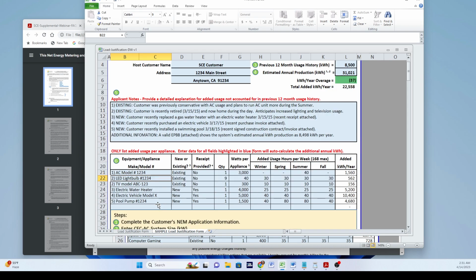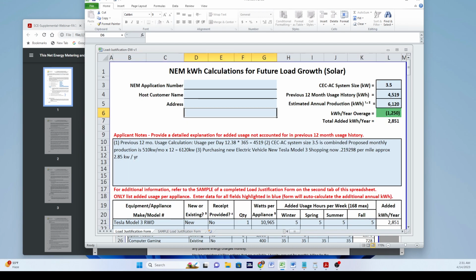Let's just say your wife's mom is going to move in and live with you from now on, and she's got to run the heater all the time and everything. Well, you can do the same thing. You could basically say we're going to run the heater, this and this and this, or you could say I'm going to get an electric water heater and this sort of thing. So this is a nice little justification calculator that we all can use.